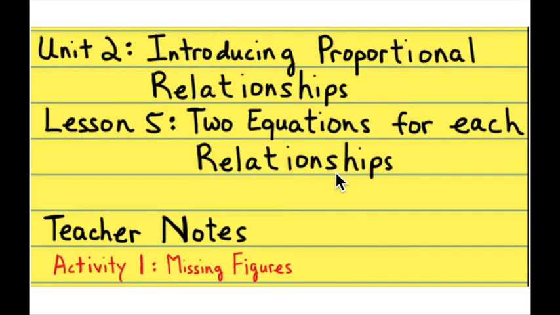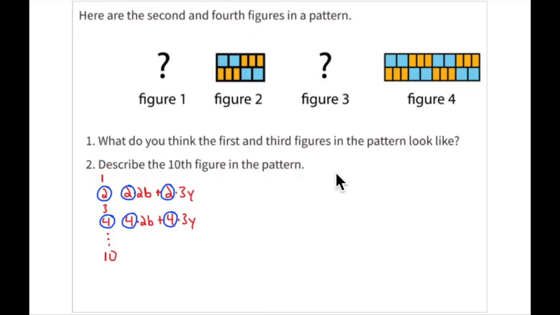The first activity, though, is called Missing Figures. It is this image. Figure 2 is this image, figure 4 is this image, and it asks what figure 1 looks like and what figure 3 looks like, and then it says describe what the 10th figure in the pattern looks like. So there are probably lots of ways to do this.